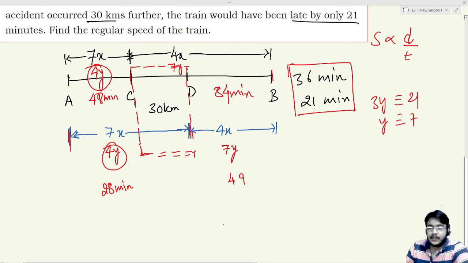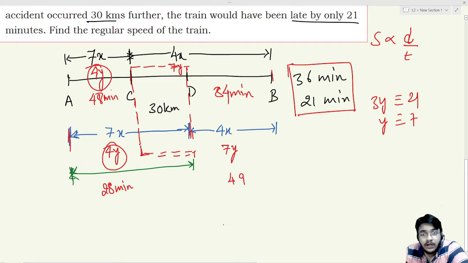Now see guys, please pay attention to this part. From this initial speed, which is not reduced, remember what happens at D, the speed reduces. He is going at his usual speed, the regular speed. Okay, and the same case is true for the first case also. From A to C, the regular speed is 48 minutes.